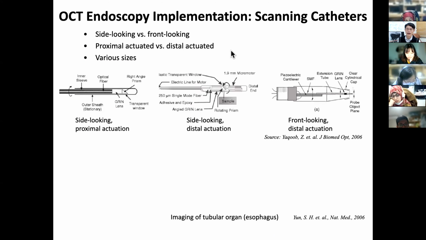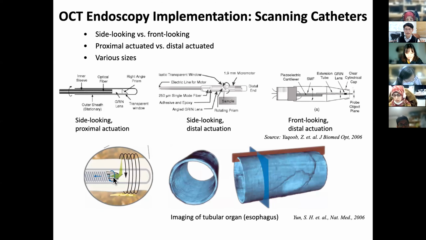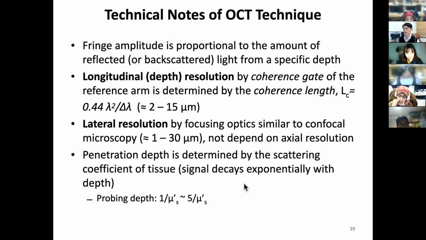And now what happens? You can actually make it a catheter because it's based on fiber interferometry. You can make it really tiny, and then how about hollow? You can make it hollow. Helical scanning makes a 3D image of tubular organs such as the esophagus and carotid artery. So in the end, I think I will move on.